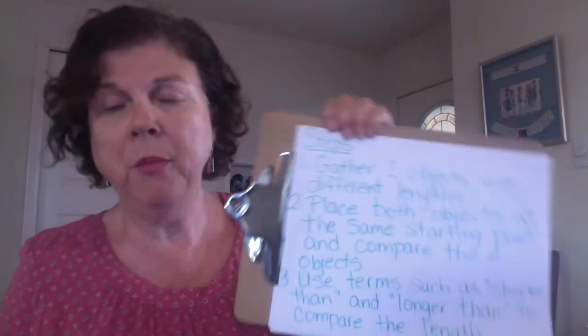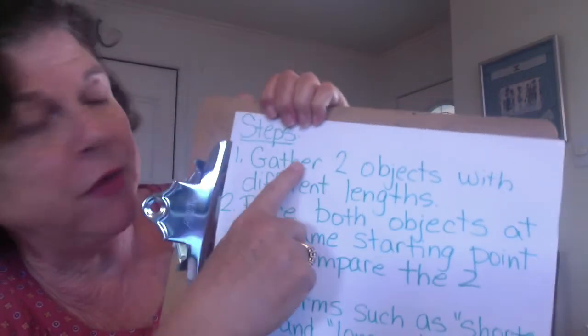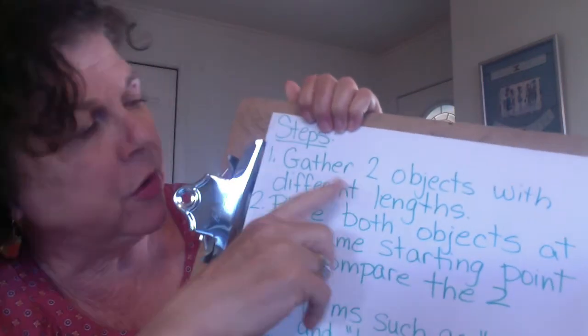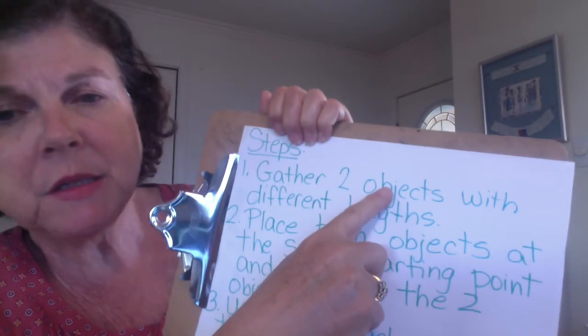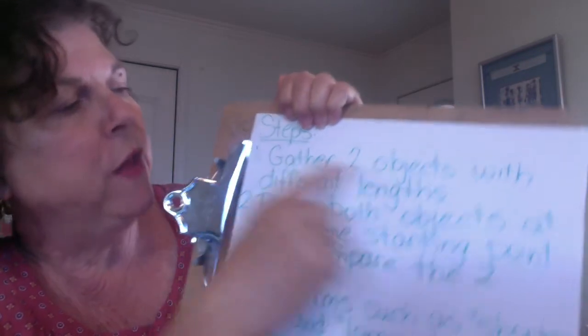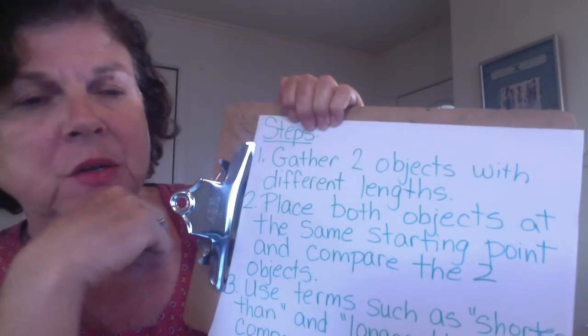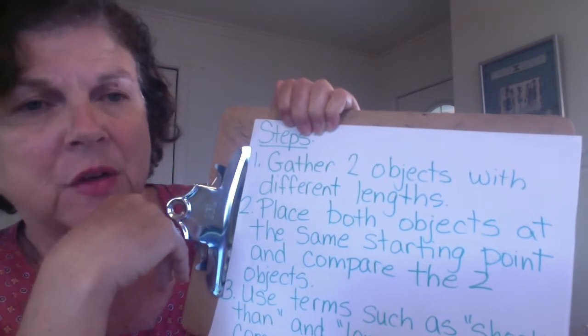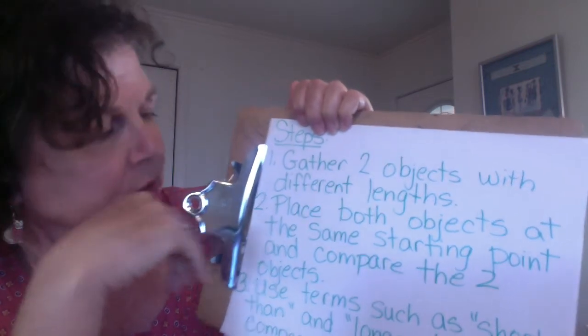We have our steps of what we need to do when we're measuring. Number 1, gather, which means to get them together. Gather two objects. Objects are things with different lengths. You're going to look for stuff in your house. You can find two things that are different lengths.